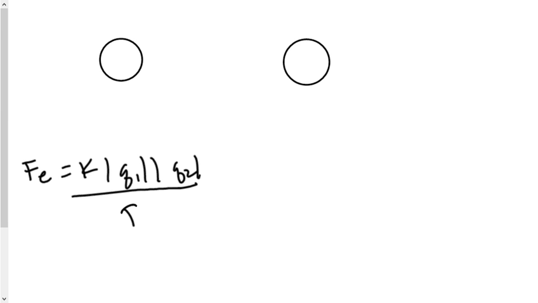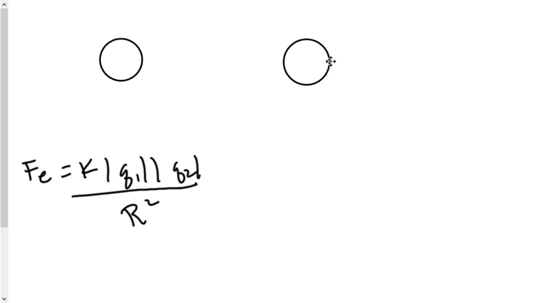Okay, we have two charges here. Let's look at electric force between them again. So we know our equation: force electric is equal to K times the absolute value of Q1 times the absolute value of Q2, all divided by radius squared.